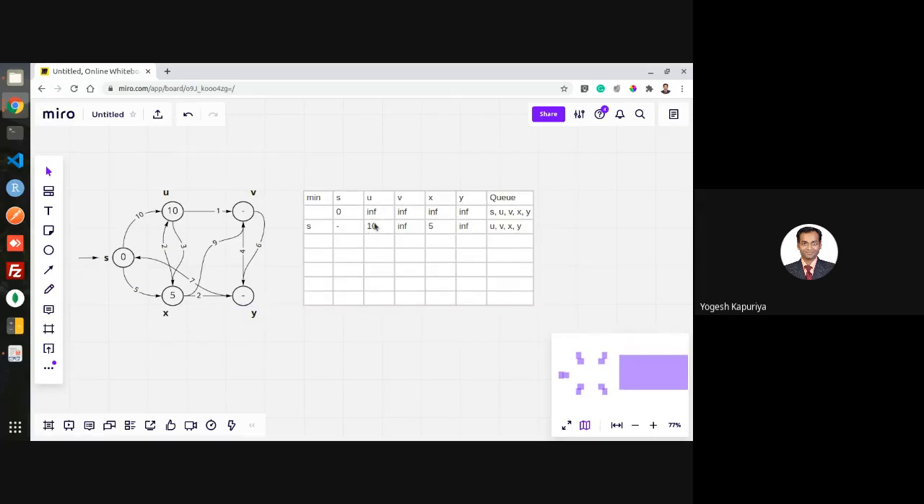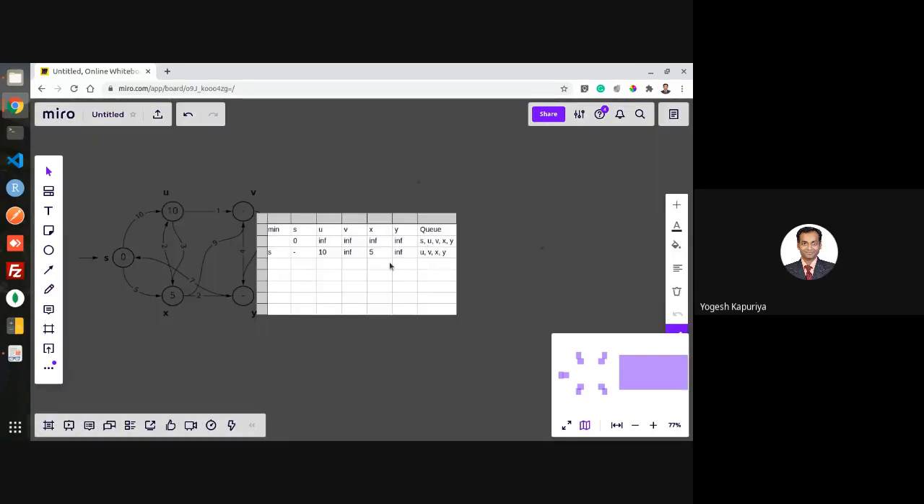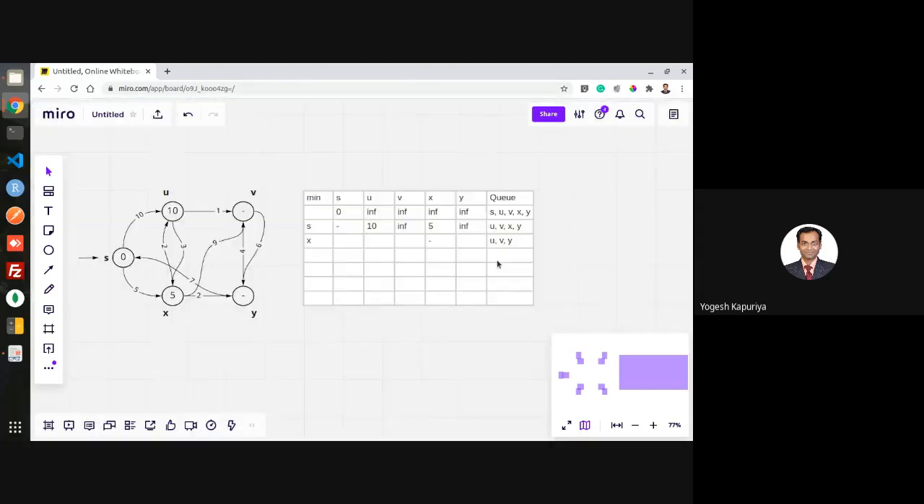So what is the minimum? There are 4 vertices in Q: U, V, X and Y, with 10, infinity, 5 and infinity. So this is minimum, right? So this will be extracted: X, and my Q changes to U, V and Y. Okay. So now X is extracted.